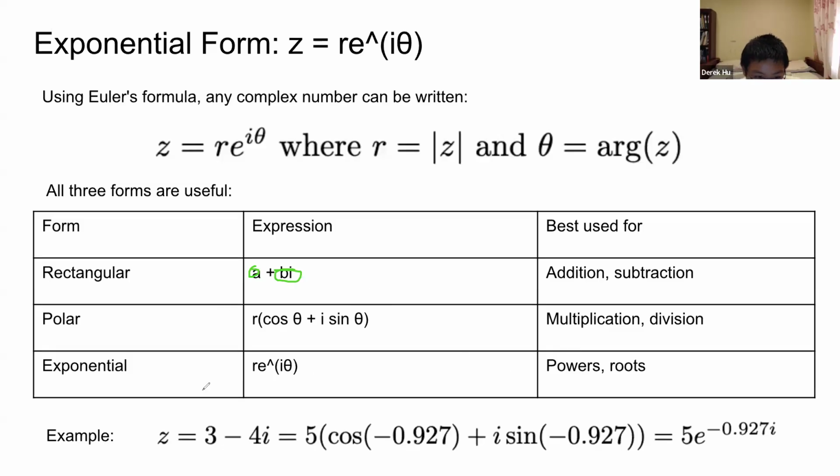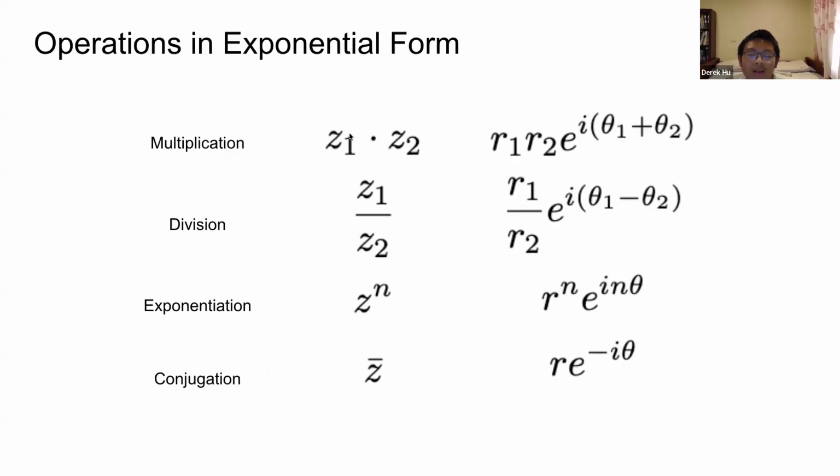So here you can see an example of a complex number in all three of these forms on the bottom. And then here, how you do the operations in exponential form. So to multiply two, you just multiply the magnitudes. Then you add the arguments. So basically the same as in polar form. And then same in division.